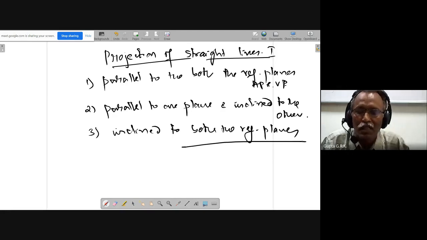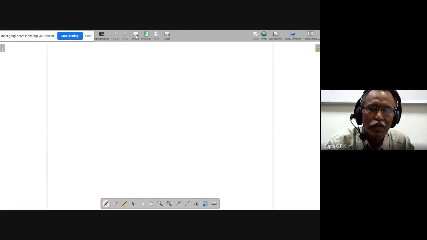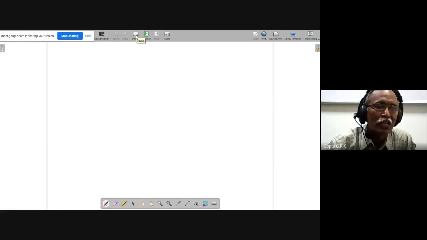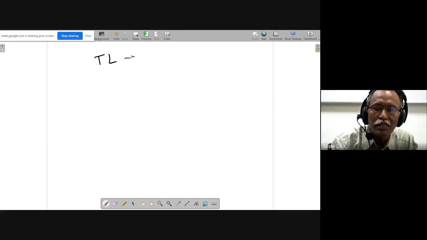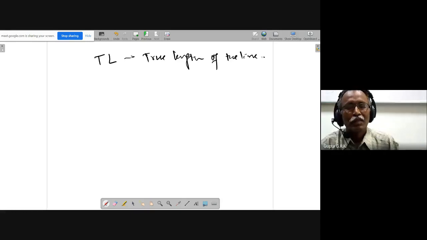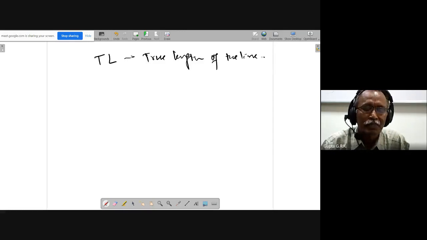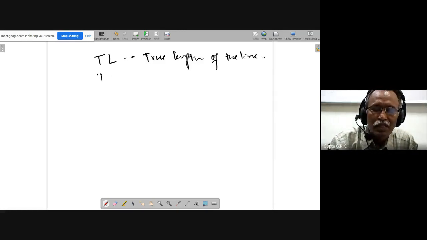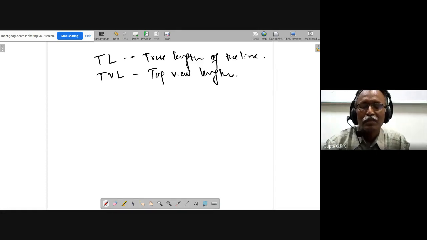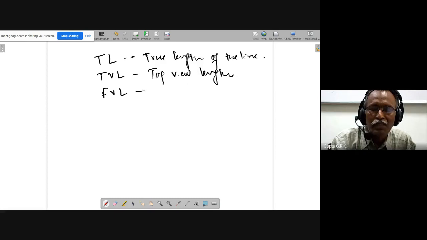And so we will see how things will be. And some more notation we will talk about. One is TL, means true length of the line. Okay, so this will normally be given in the problem, sometimes it may be asked by giving other data. And there is another thing called TVL, means top view length. And FVL means front view length.